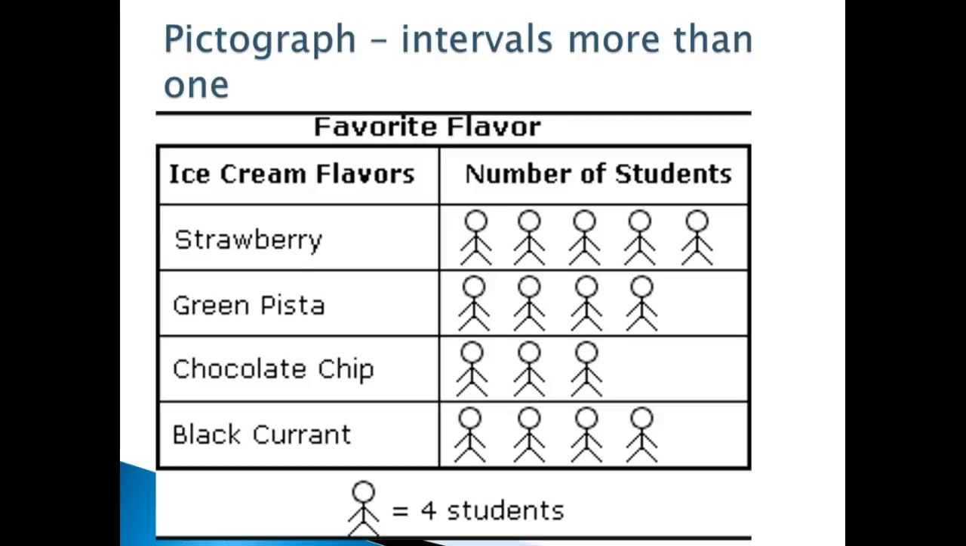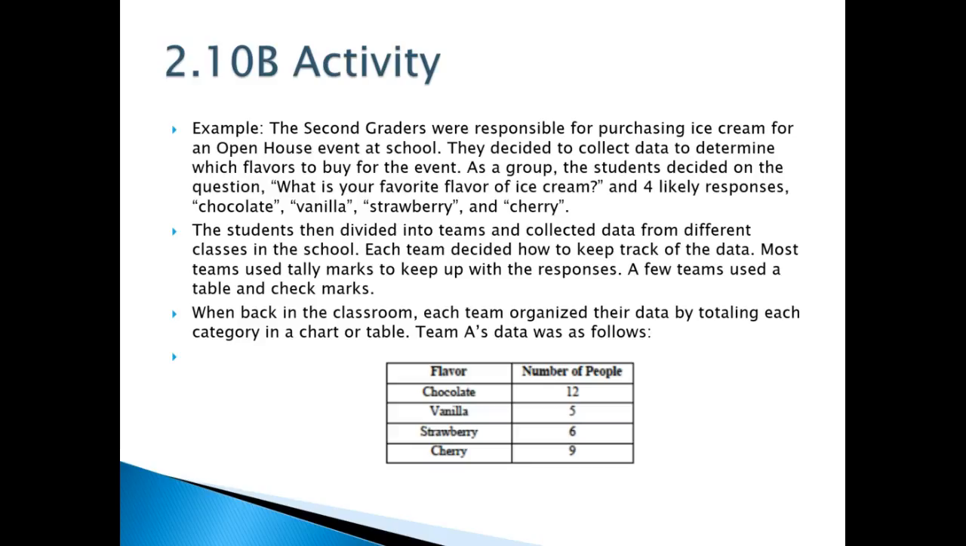So here's an example of what a graph may look like, such as a pictograph with intervals more than 1. The stick figures each mean 4 students. So if you look at chocolate chips, it only has 3 stick figures, but they stand for 4 plus 4 plus 4, which would be 12. So really, it's 12 people who like chocolate chip. That is a completely new concept with your kids, so you might want to demonstrate that with an activity. You might have something like candy or something that you're demonstrating what that really means.